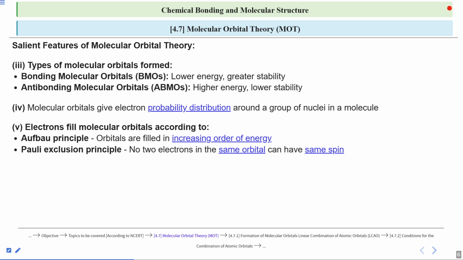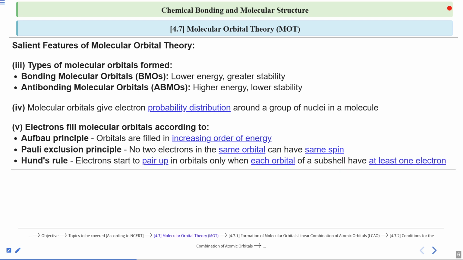Second is the Pauli exclusion principle, which says that no two electrons can have the same set of 4 quantum numbers. Now, instead of writing that complex language, I have given you a simple outcome of that, which says that no two electrons in the same orbital can have the same spin. So like your atomic orbitals, here also you will fill the molecular orbitals with 2 electrons with opposite spin.